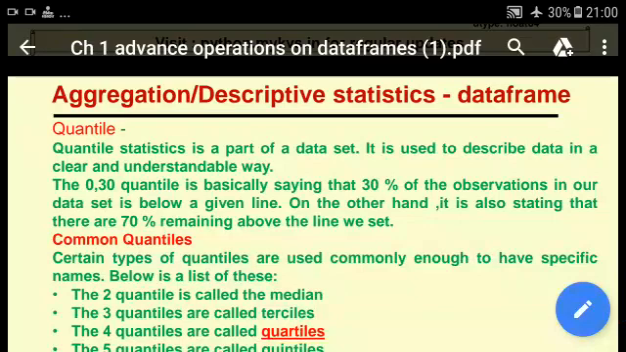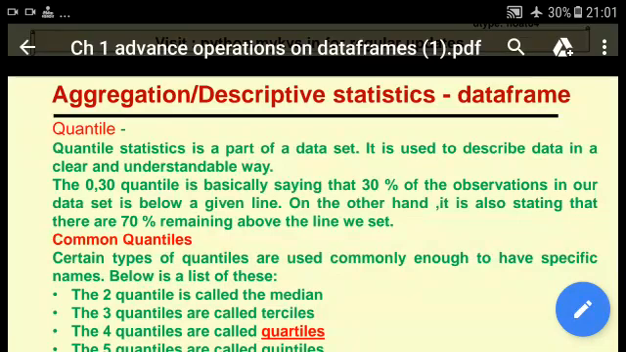In earlier classes, we had seen what is aggregation slash descriptive statistic data frame. Now, here we are going to see about quantile in data frame. Quantile statistic is a part of a set data. It is used to describe data in a clear and understandable way. The 0.30 quantile is basically saying that 30% of the observations in our data set are below a given line. On the other hand, it is also stating that there are 70% remaining above the line we set.